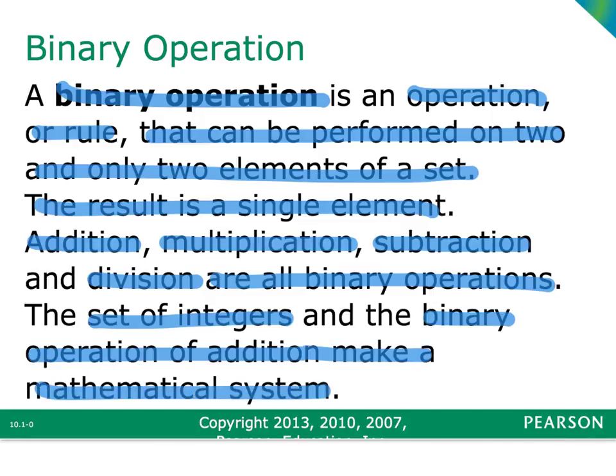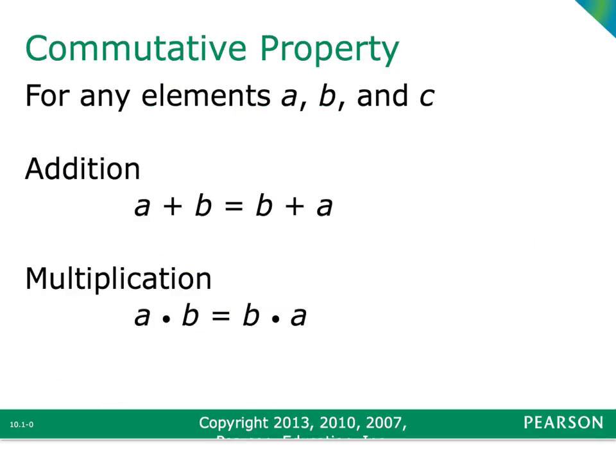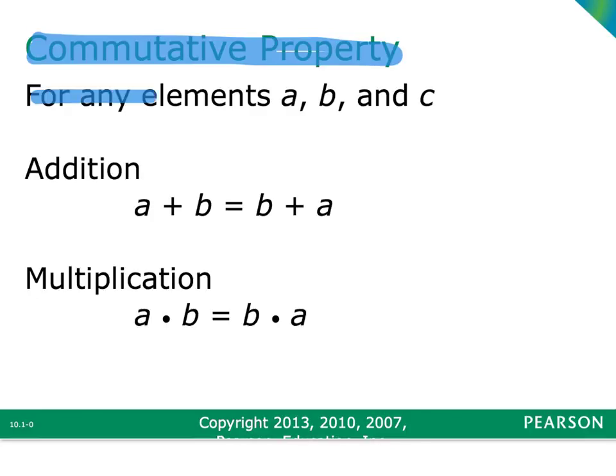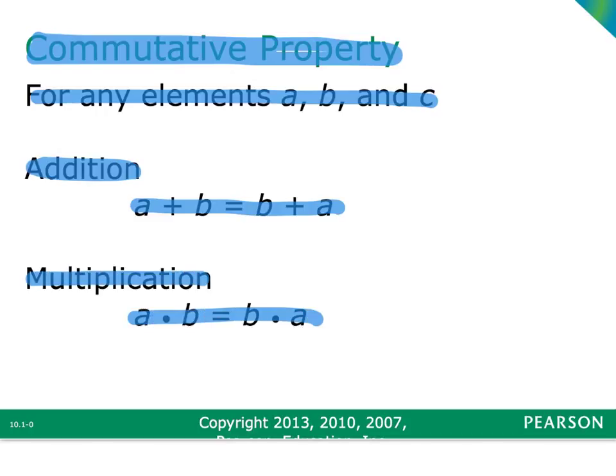So that's an example of a mathematical system where our set is the integers, and the binary operation would be adding. Now let's talk about the commutative property for addition. We've already looked at this in the previous chapter, but we'll look at it in the context of groups. For any elements A and B, the commutative property says A plus B equals B plus A. If you switch the order of adding, it's still the same. And multiplication, A times B equals B times A.